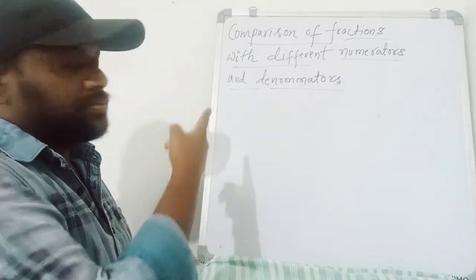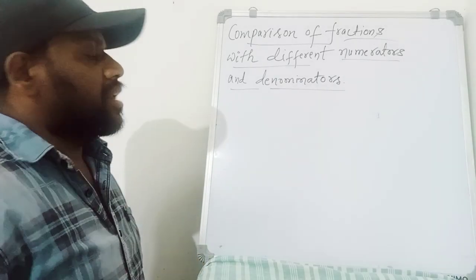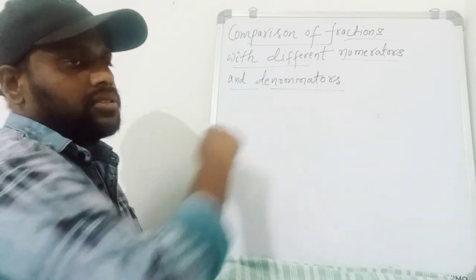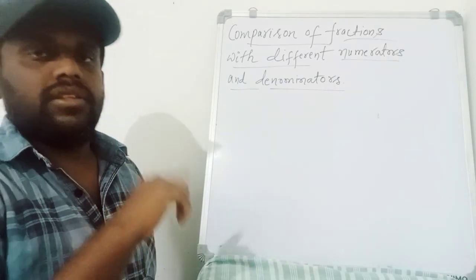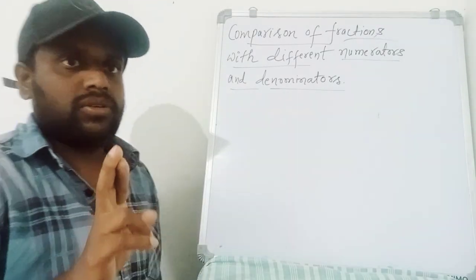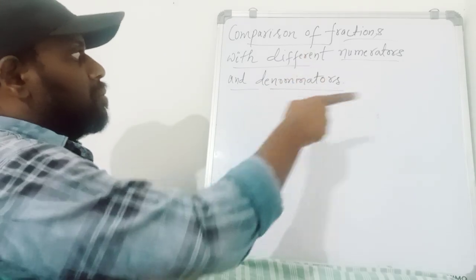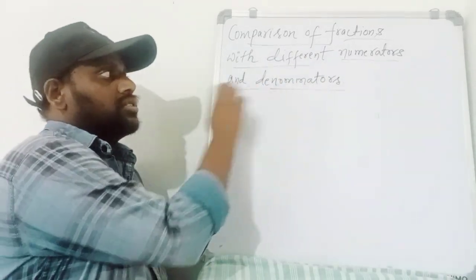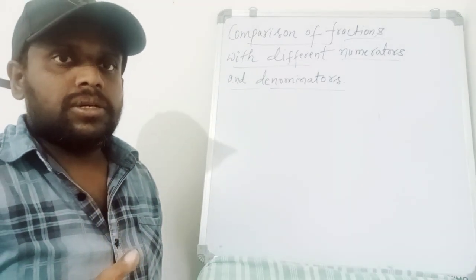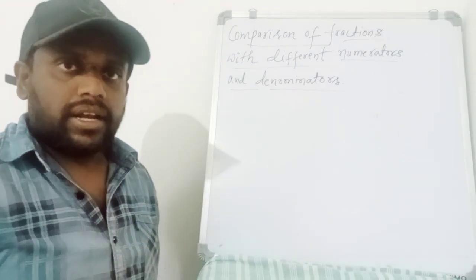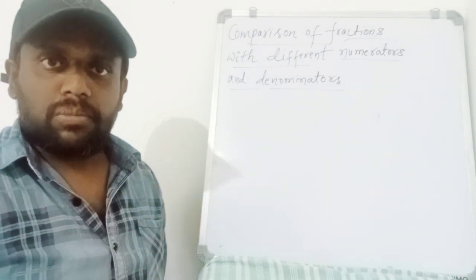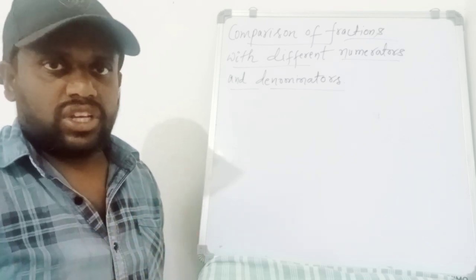Today the topic you can see on the board is comparison of fractions with different numerators and denominators. We have already seen this in the previous videos. We had seen two methods for comparing fractions with different numerators and denominators. One is comparing fractions by using diagrams. Second, comparing fractions by converting those fractions into decimal numbers. These concepts we have seen.